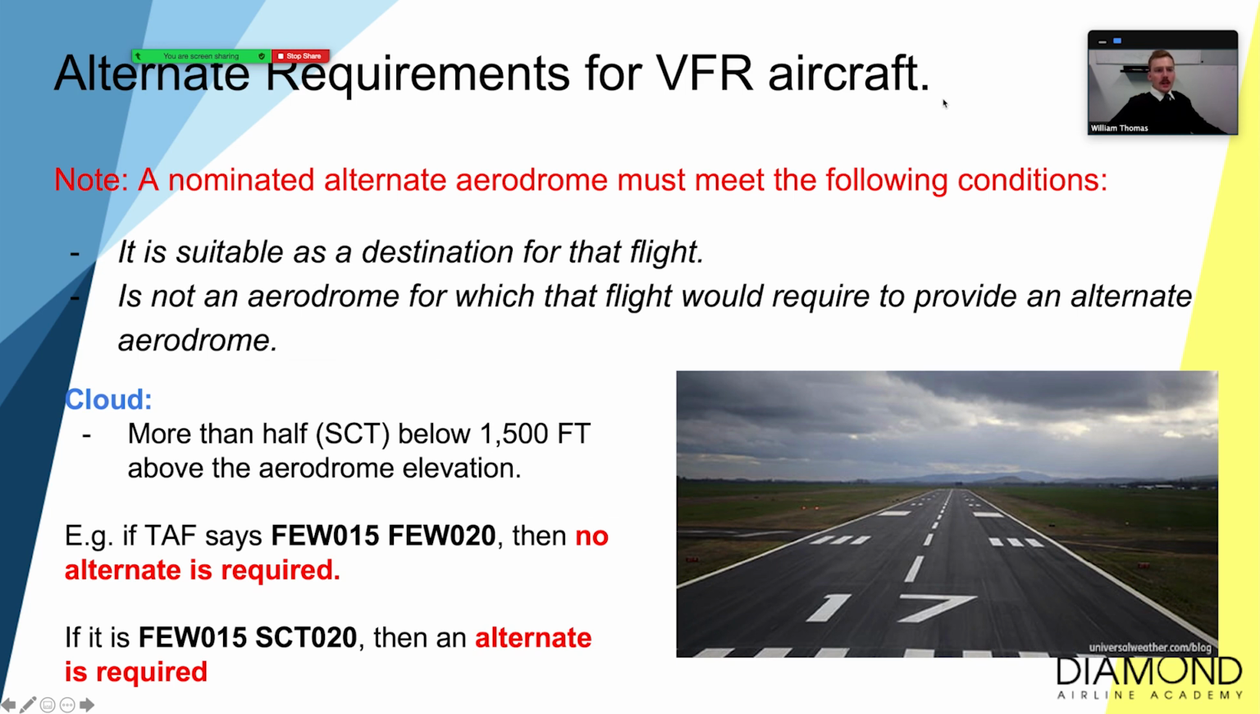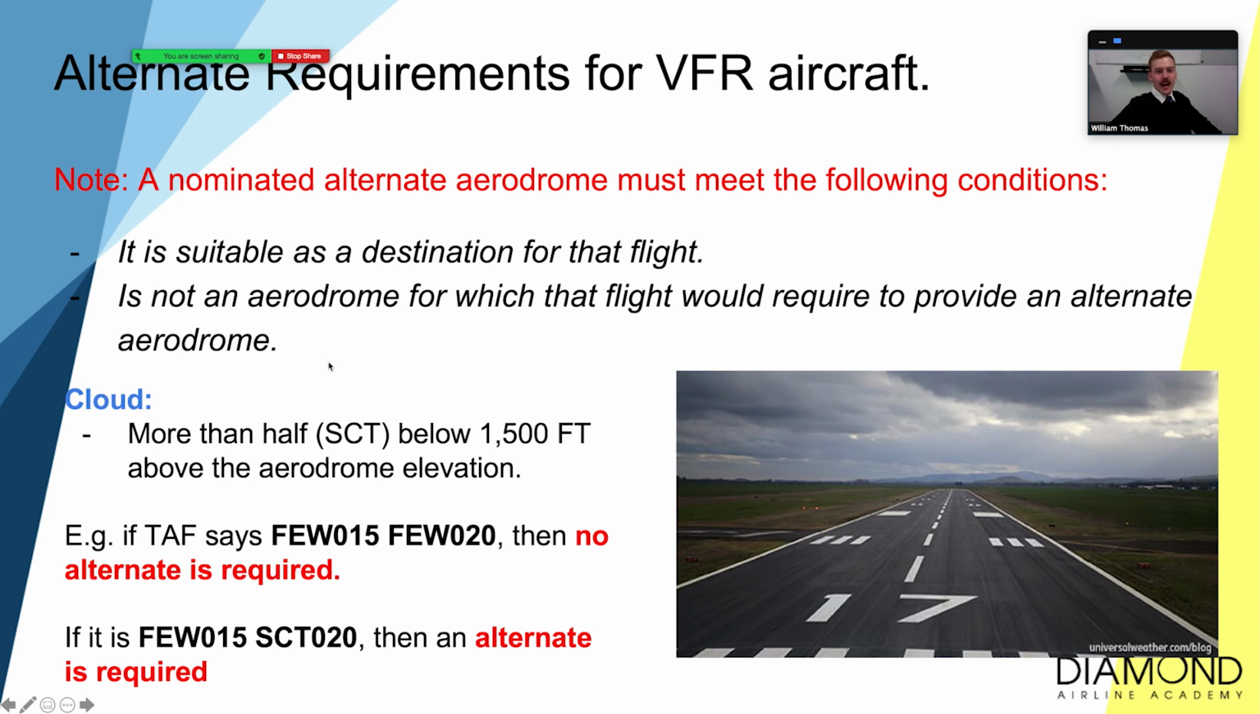Alrighty. So nominated alternate must meet the following conditions. It's suitable to be used for the destination of that flight, and it's not an aerodrome for which the aircraft or the flight would require an alternate. So there's no point making my designated alternate aerodrome somewhere where if I fly to that aerodrome, the weather conditions will be below VFR alternate minimum and I need an alternate for my alternate. So our alternate can't need an alternate, basically.